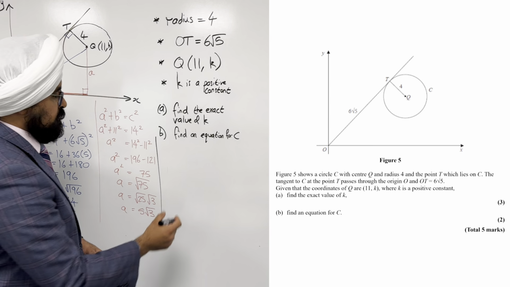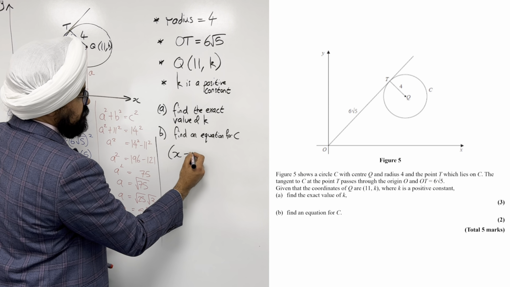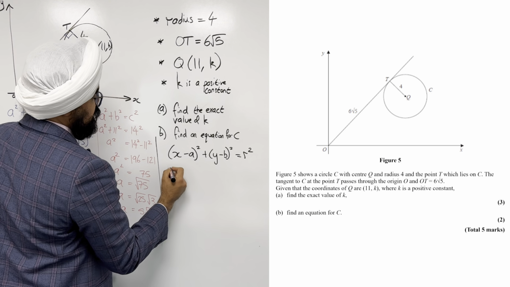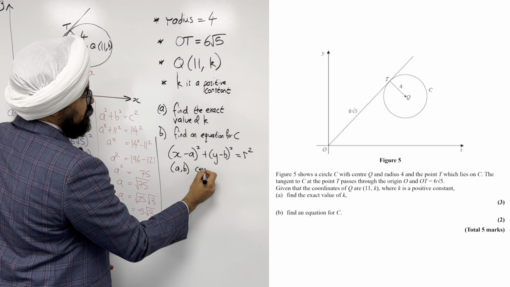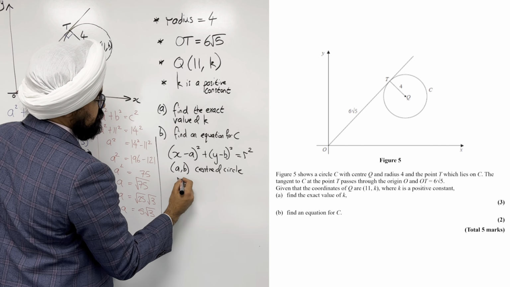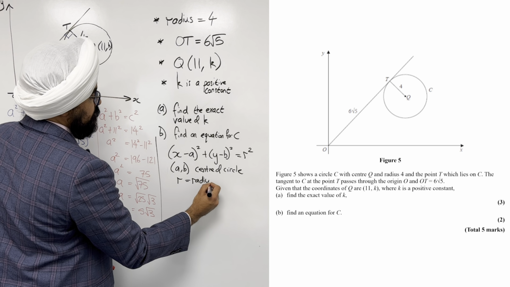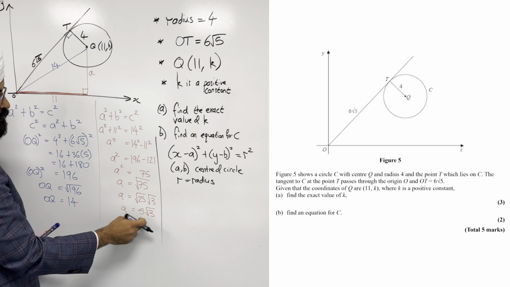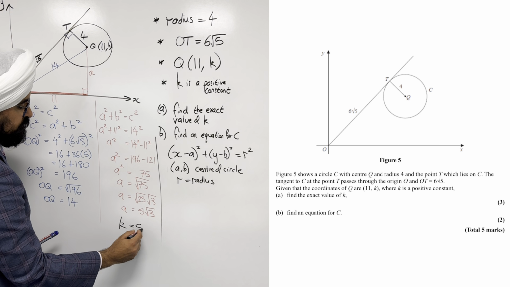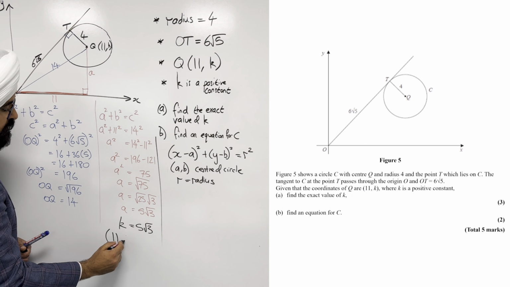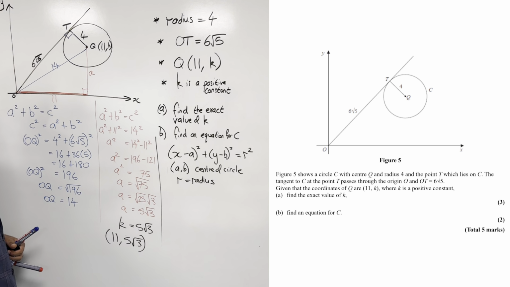The equation of a circle will be in this form: x minus a all squared plus y minus b all squared equals r squared, where a and b are the coordinates of the center of the circle and r is the radius. So in this question, we know that k is equal to 5 root 3. So let me write that here for you. k is equal to 5 root 3. So the center of my circle Q is 11 and 5 root 3.